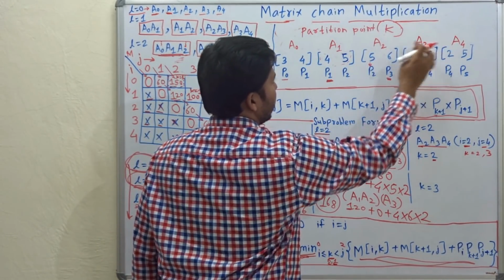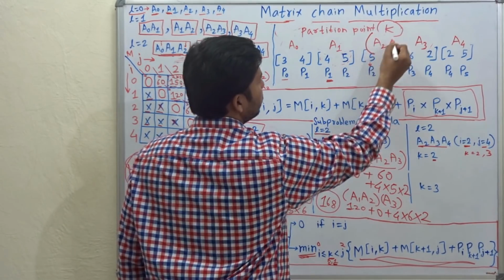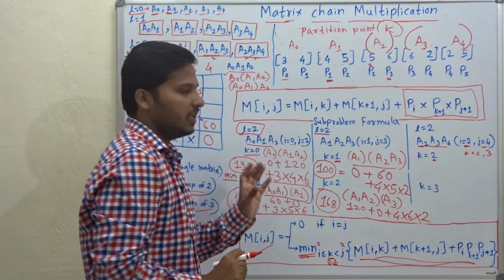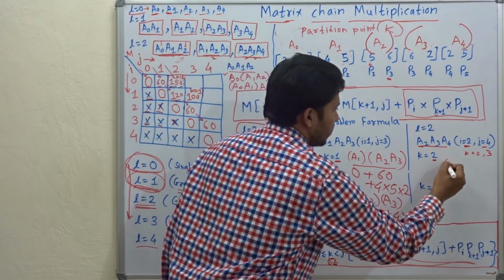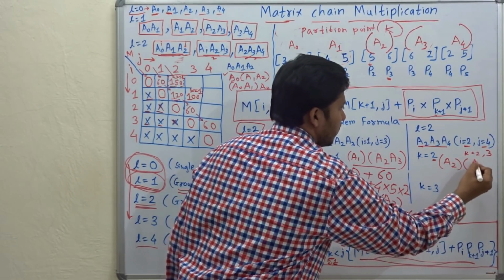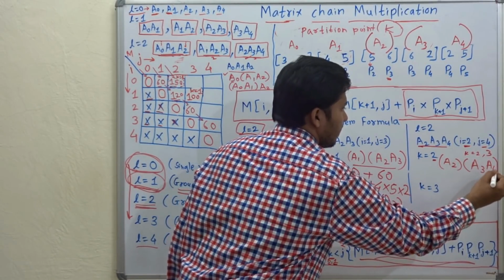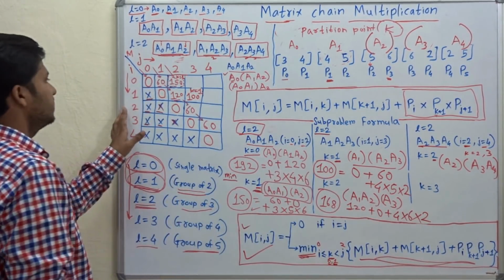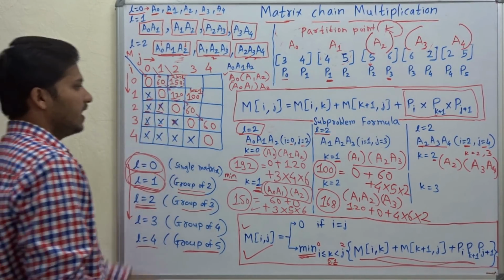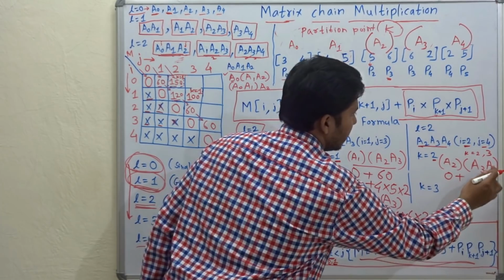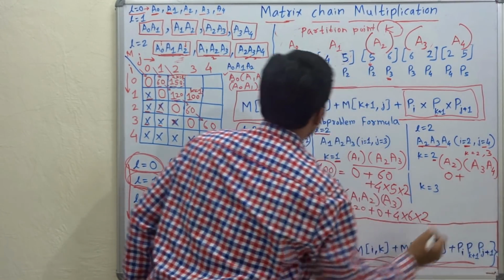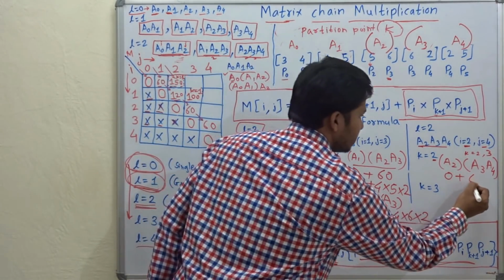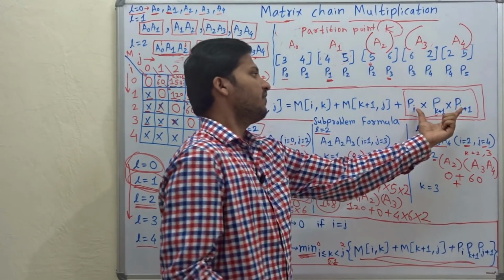See here, for A2, A3, A4, if k is equal to 2, this is one partition, A2, and A3, A4 is another partition. What will be the cost for that? For the partition A2 and A3, A4 as the second partition, what is the cost for A2? For A2 it is 0, plus A3, A4. What is it for 3, 4? That is 60. So 60 is the cost, plus this factor.